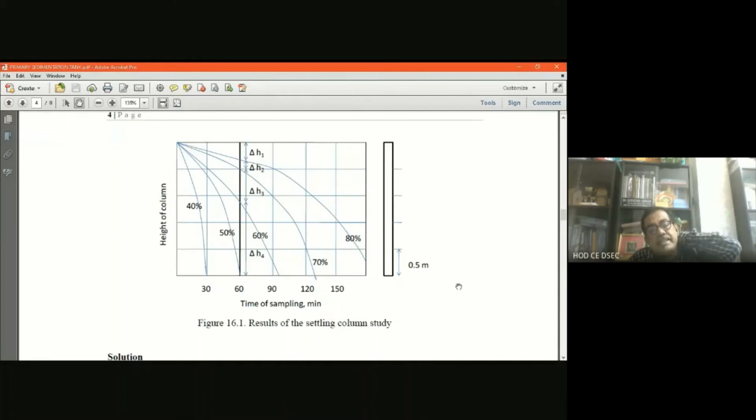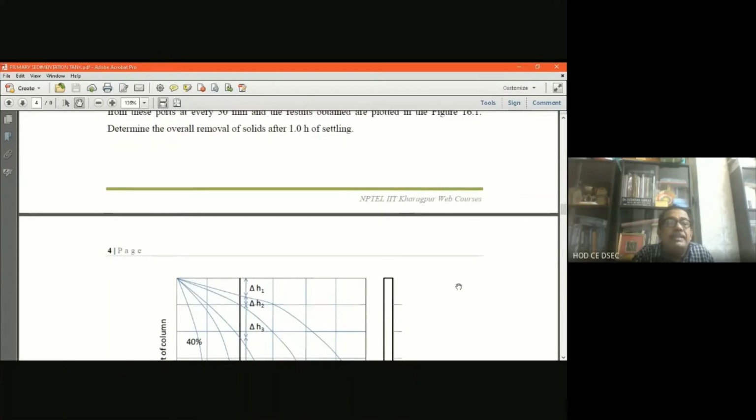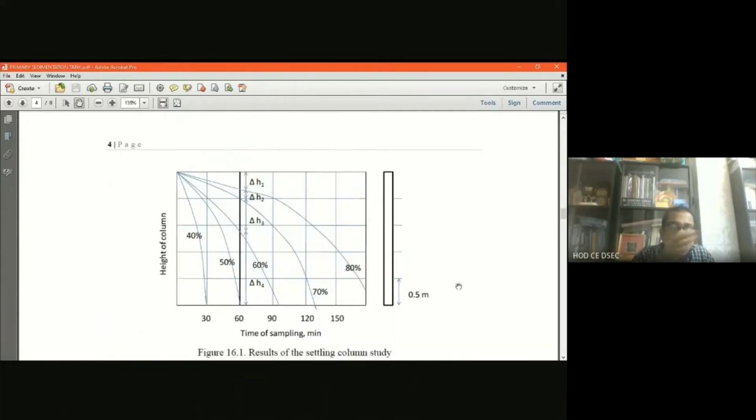So what is the x-axis? This is the time of sampling. As I have to find out the total settlement, the overall removal after 1 hour, on the x-axis, 1 hour corresponds to 60 minutes, so I will simply draw a vertical line, an ordinate corresponding to 60 minutes, because I have to find out the removal after 60 minutes.